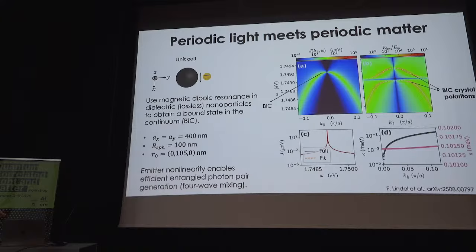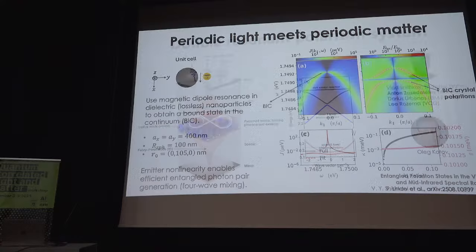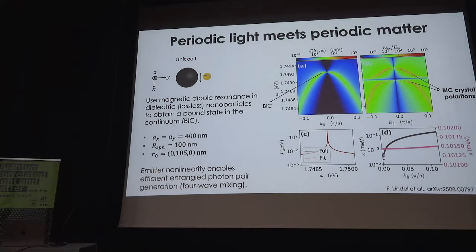But the coupling between the emitter and the mode, since the emitters are sitting just on top of the mode, is basically independent of K-space. So whether that mode is lossless or not, the nonlinearity of the emitters here really enables a local field and very efficient photon pair generation, as in four-wave mixing.